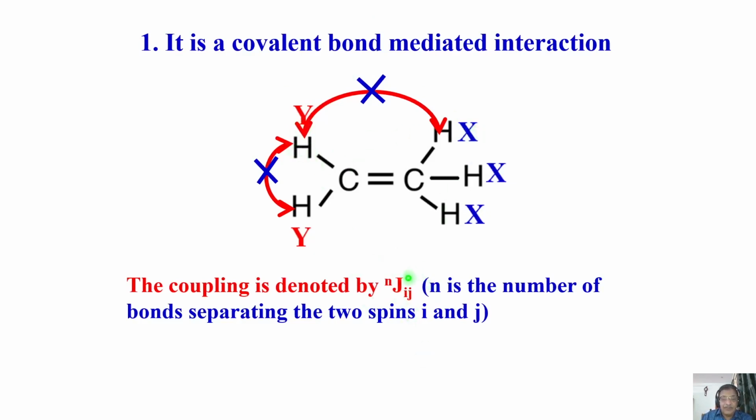So I and J refer to the interacting spins. N tells you the number of bonds they are separated sequentially. You can't say this proton and some other proton; it has to be sequentially separated. So you cannot draw a line here and say it is separated by one bond. No, you have to go through chemical bonds sequentially. So now you know the nomenclature we use for measuring the coupling strength between two interacting spins. It is nJij. N is the number of bonds separating the two spins, I and J.